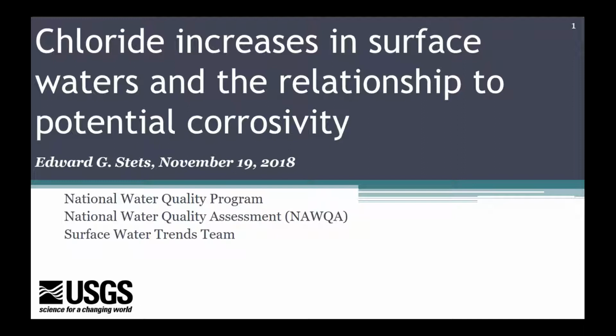And today I'm going to be talking about chloride increases in surface waters and how that relates to the potential corrosivity. So chloride is important because it has links to ecological and human health, as well as water infrastructure and drinking water quality. And as I'll show, it also relates to the possibility of lead and copper contamination in drinking water. This work is a product of the National Water Quality Assessment, something called the Surface Water Status and Trends Team, which is led by Lori Sprague and Wes Stone. What I'll be showing today was published in the journal Science of the Total Environment last year.